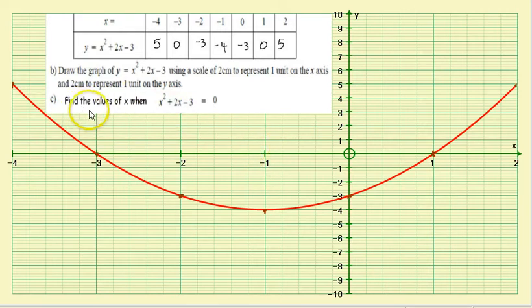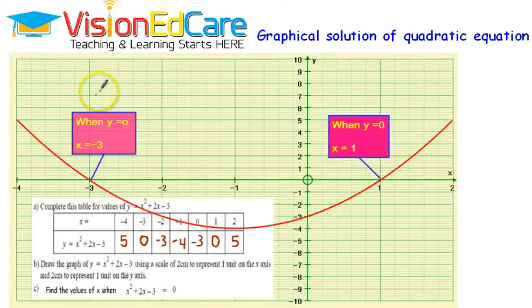So part C, we want to find the values of x when the equation is equal to 0. When this equation is equal to 0, it means that we are looking for the points where the graph cuts the x-axis. So in this case, it cuts it at minus 3 and positive 1, and that would be the solution of the quadratic equation. So when y equals 0, x is minus 3, so that would be a solution. And also when y is 0, x is positive 1, and that's a solution.